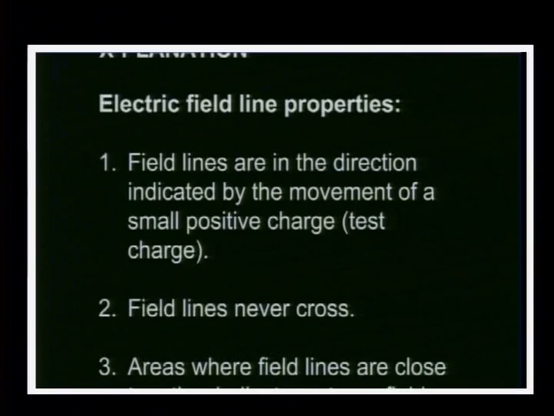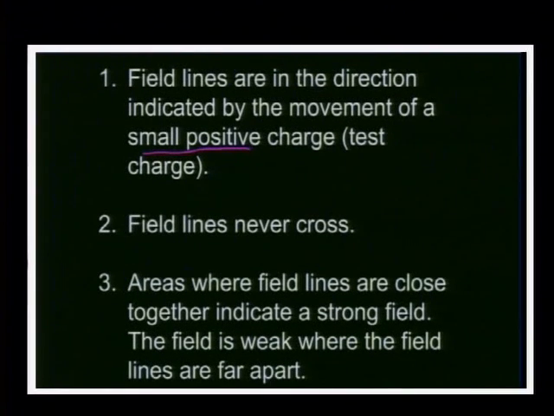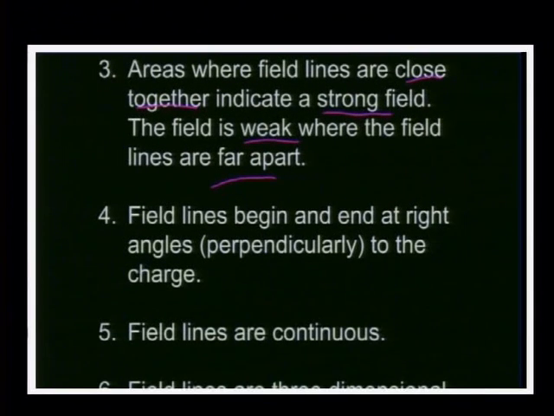Let's just go over the rules for drawing fields, because you can be asked to draw them. So we draw them with these lines, which are known as field lines. Field lines are in the direction indicated by the movement of a small positive charge, which is the baby or the test charge. The field lines can never cross. Areas where the field lines are close together indicate a strong field, and where it's weak, they're further apart. So bear that in mind.